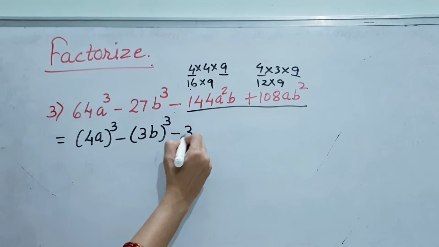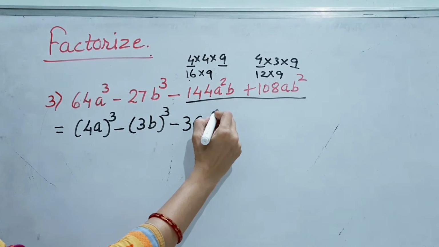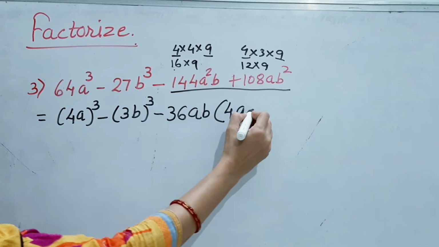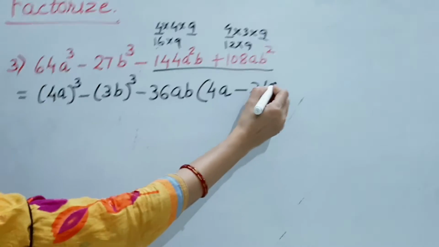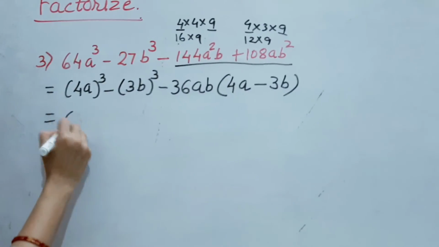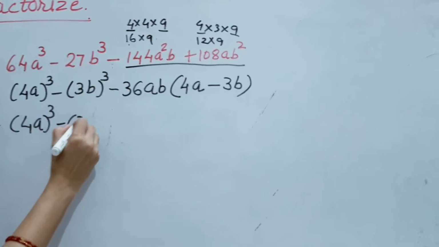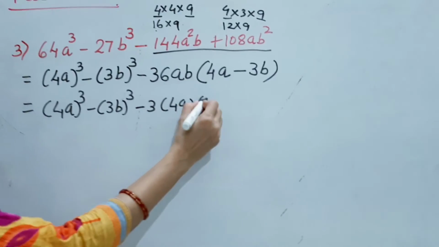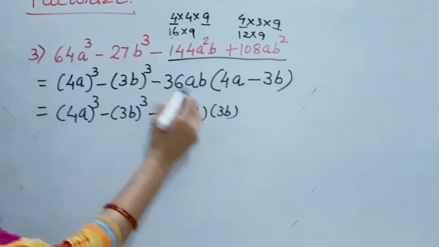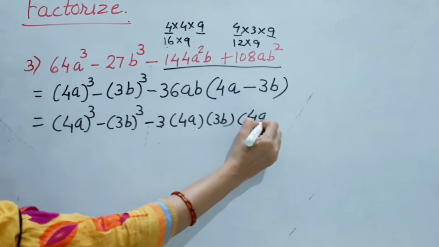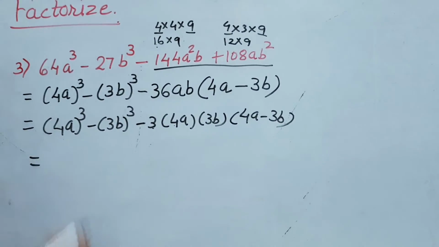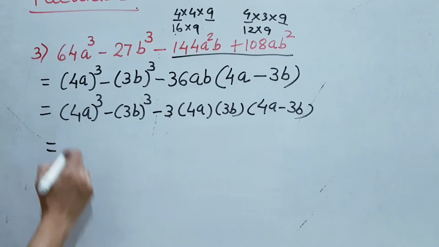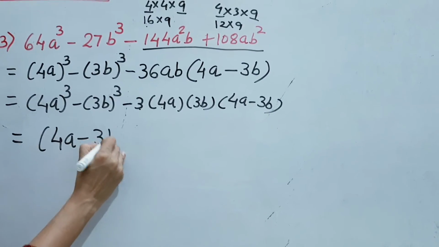So 36ab. 4 into 9, that means 36ab should be common. What is remaining? 4a minus 3b. Correct? Later on, (4a) cube minus (3b) cube, 3 times 4a and 3b. Why this? 4 times 9 is 36ab and 4a minus 3b. Now listen, a cube minus b cube minus 3ab in bracket a minus b. That means 4a minus 3b whole cube.